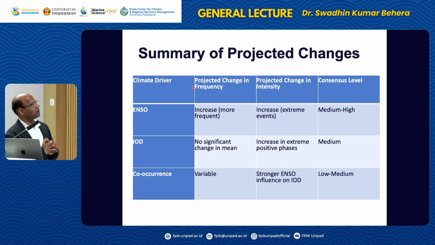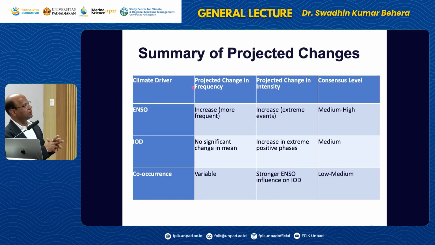In the future, ENSO frequency is expected to be higher. But at this moment, we don't know whether it will be more La Nina-like or more El Nino-like. So if it is more La Nina-like, we'll have a different state. If it is more El Nino-like, it will be a different state. So in the next 10 to 20 years, I think we'll see more evidence whether we are going towards more La Nina-like state or more El Nino-like state.